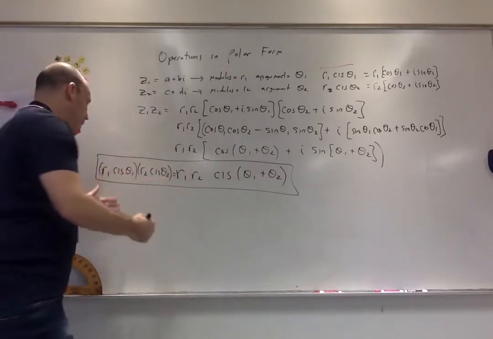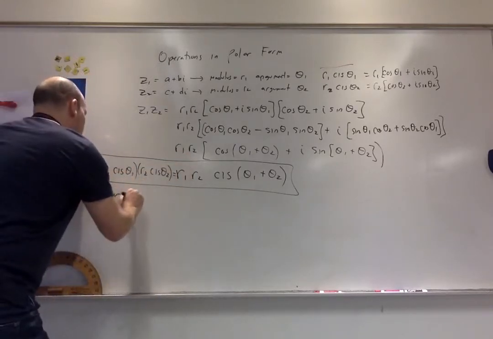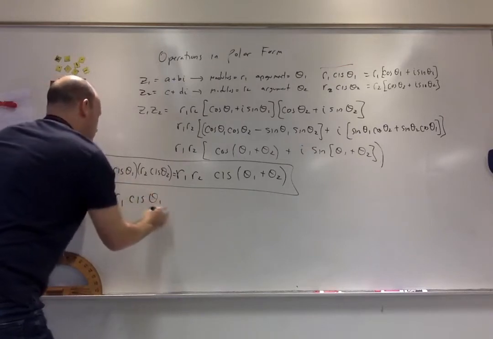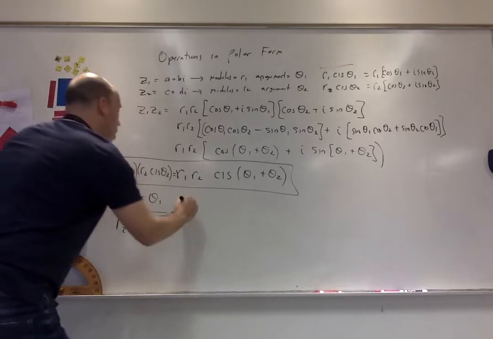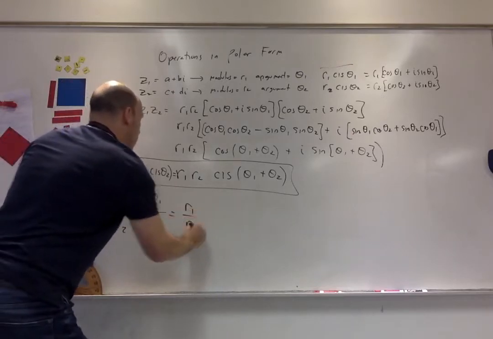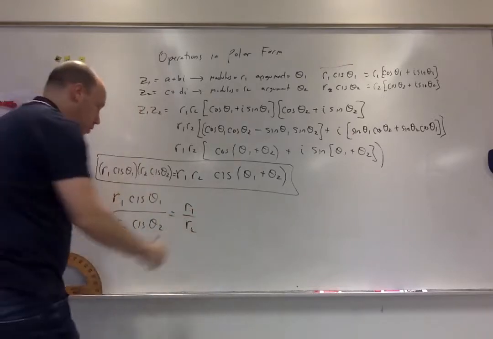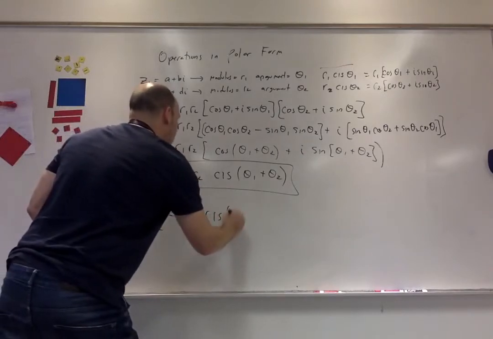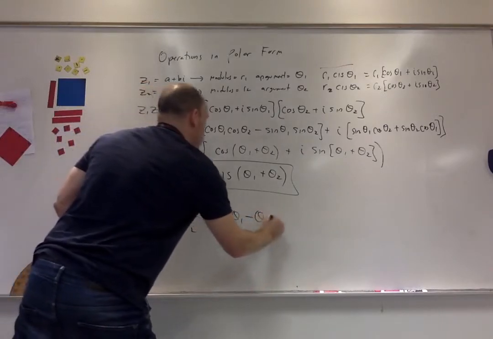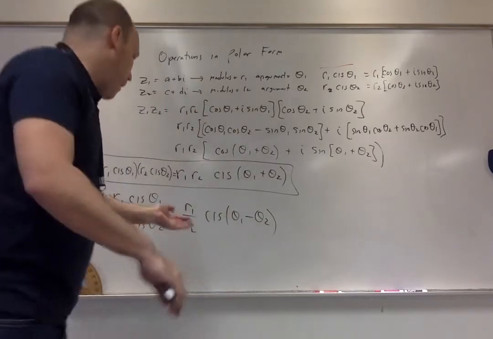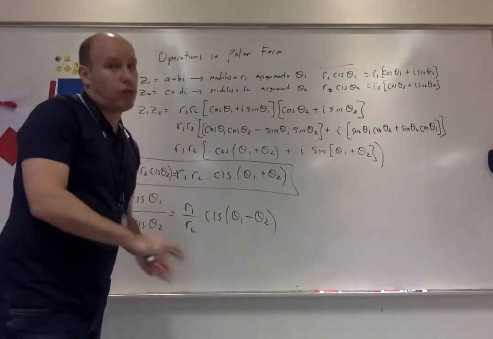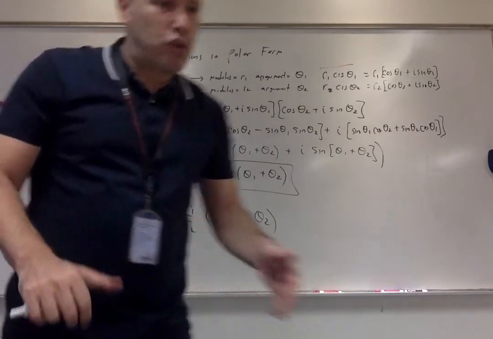The other identity is when you divide. When you divide, you recall that you still divide the modulus, but in this case you subtract the arguments. So once again, you can derive that on your own. It might be a great exercise to derive it on your own. So let's just look at some examples.